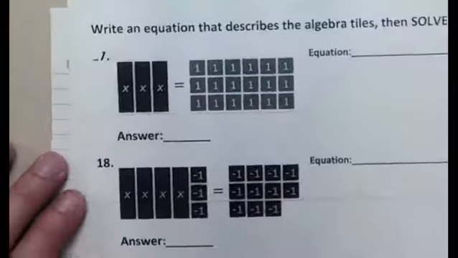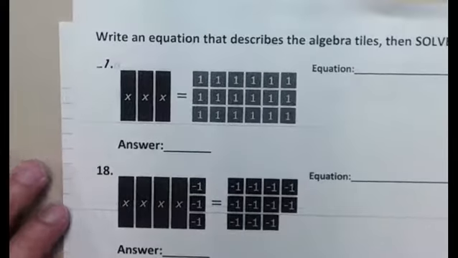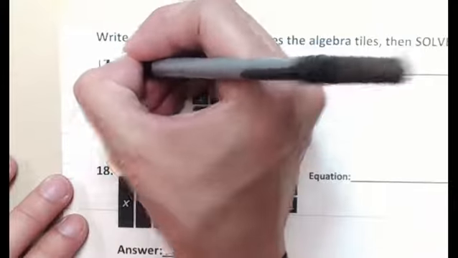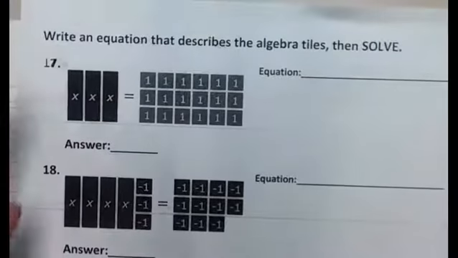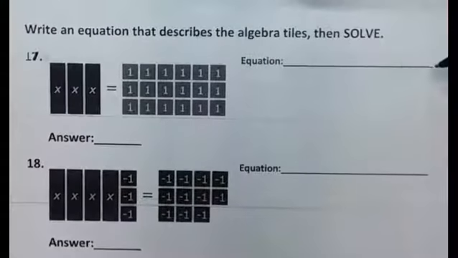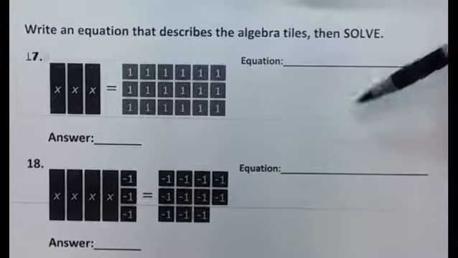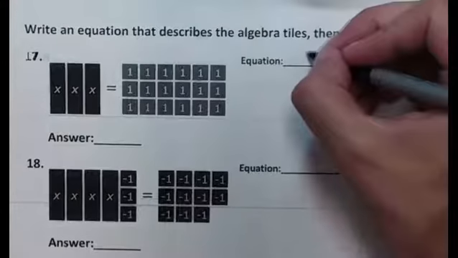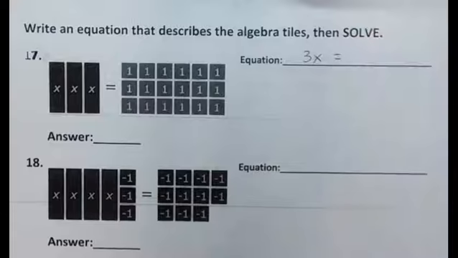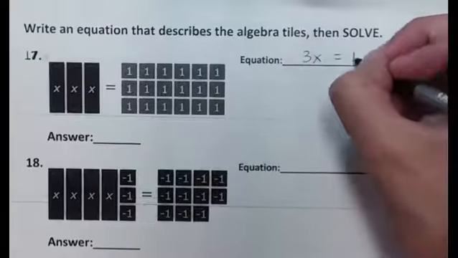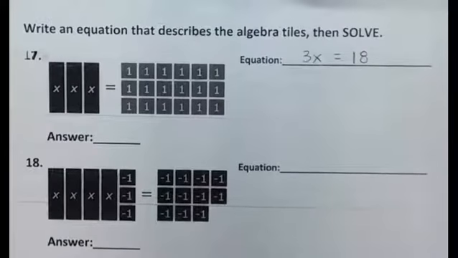On the back, I'm not sure what happened here. There should be 17, so you can go ahead and fill that in if yours is messed up. It says write equation that describes the algebra tiles and then solve. So I have a line where you're going to write the equation, and then you're going to solve your work underneath it, and then give me your answer. So for this first one, my equation here is I have 3 x's on the left side, and that equals 1, 2, 3, 4, 5, 6 times 3 rows, which is 18. That's your first point. Okay, so if you don't do that, you lose a point.